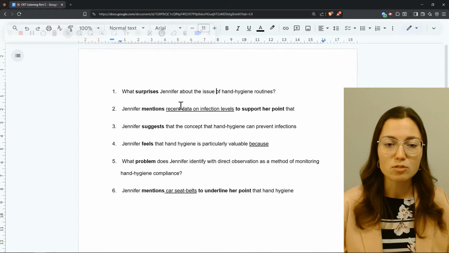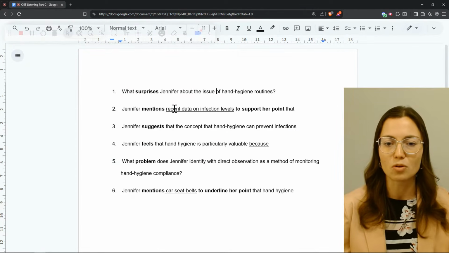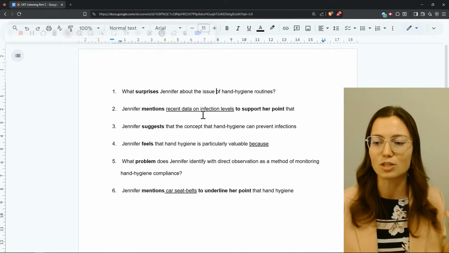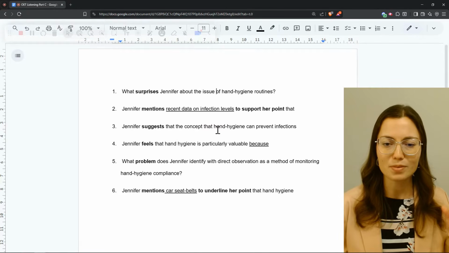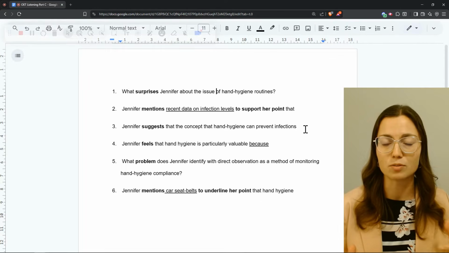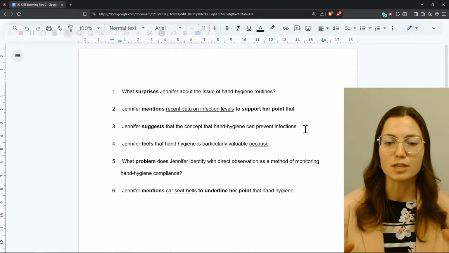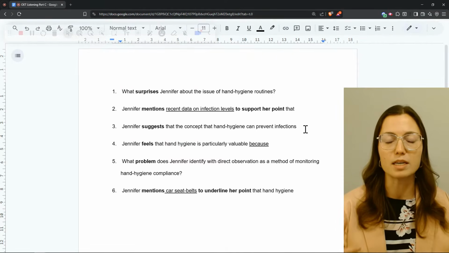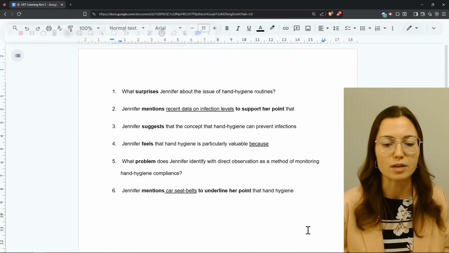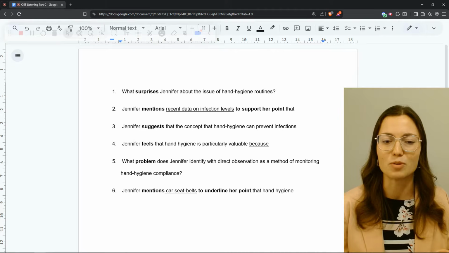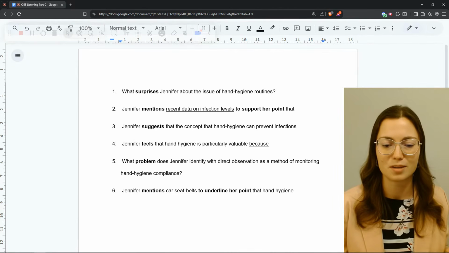So what I recommend you do, focus on those key nouns especially. So for example, recent data on infection levels, or hand hygiene can prevent infections. We see some nouns, but we also see some verbs. She's going to mention some of those words in each question so we know when she's actually moving on there. So here we go. Let's listen to this audio together, and then I will make some points afterwards.